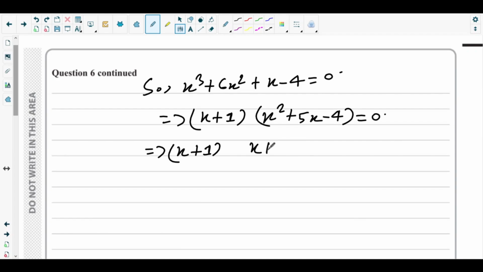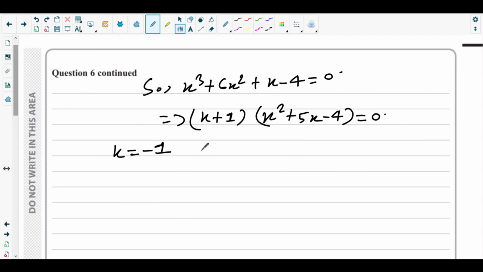We will get x plus 4, negative 4. Is it possible to use the middle term? Not possible. So we have to use the quadratic formula.